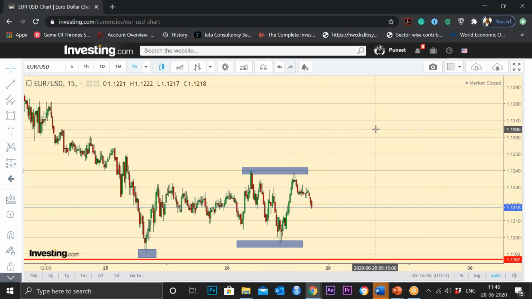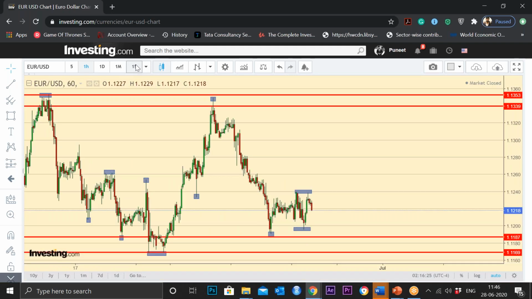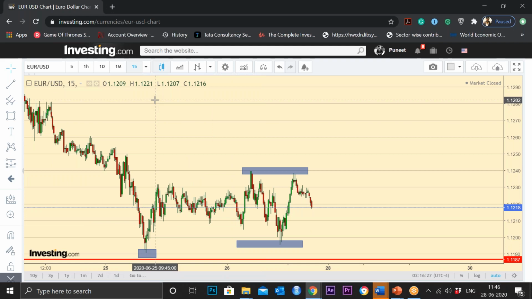Can you see this Euro USD chart? Yes, great. So as I just mentioned earlier, suppose I'm using an hourly time frame to mark my support and resistance zones. I'll use a lower time frame to mark my accurate zones. Suppose I'll use a 15 minutes time frame to mark my zones. Suppose this was the highest point for this price to go up, and this was the lowest point. I'll mark my zones over here.